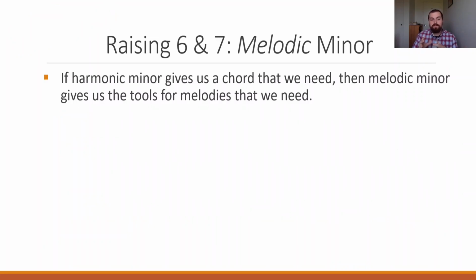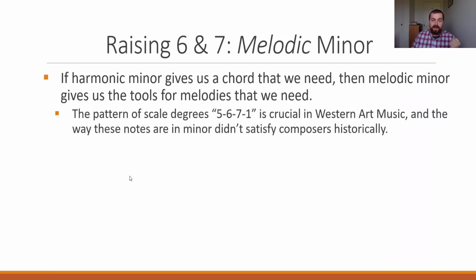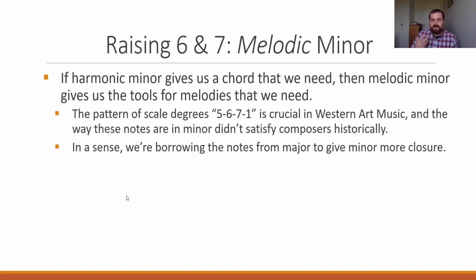If harmonic minor gives us a chord that we need, then melodic minor gives us the tools for melodies that we need. For instance, the pattern of scale degrees 5, 6, 7, 1, as if we're ascending, is crucial in Western art music. And the way that these notes are in minor didn't satisfy composers historically. So in a sense, we're borrowing the notes from major to give minor more closure.